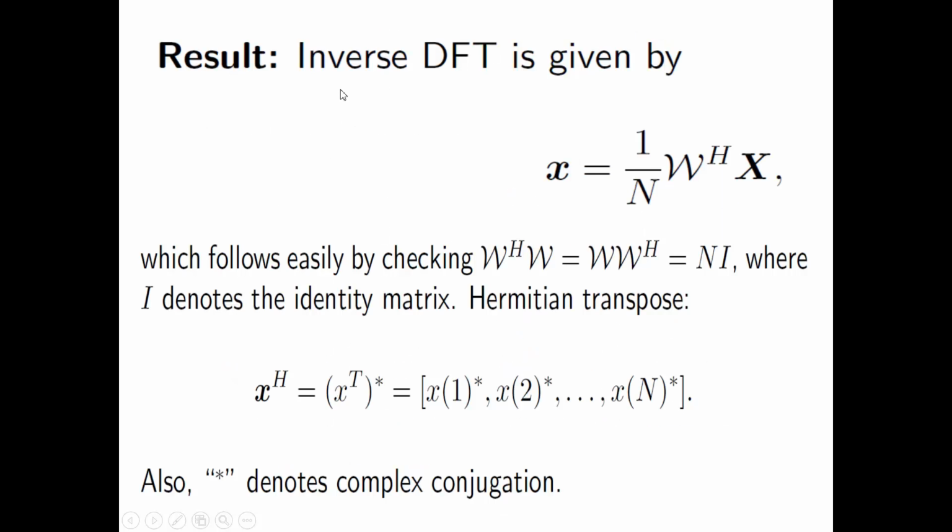Now the result will be the inverse DFT. In the inverse DFT, we have to get back the discrete sequence x. How can we get it? There will be a scaling factor 1 over capital N. We take the Hermitian of the twiddle factor matrix and multiply it by capital X, which are the frequency samples. This follows easily by checking that W times W Hermitian is equal to N times the identity matrix, where I denotes the identity matrix. The Hermitian transpose is the transpose conjugate, where the star denotes complex conjugation.